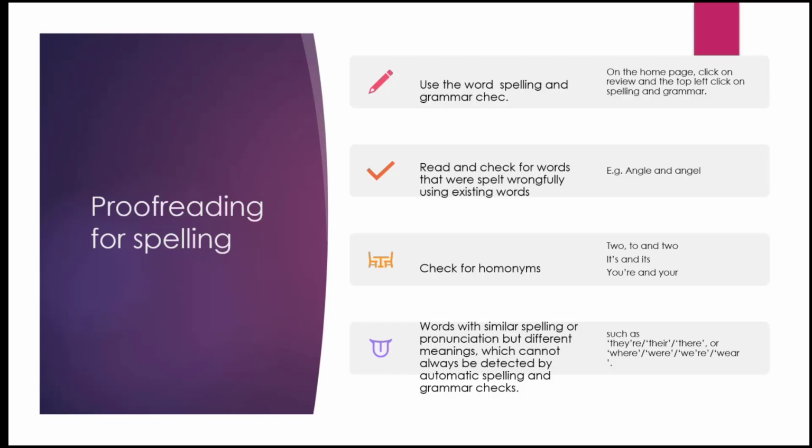And then you mistakenly wrote angel instead of angle. It's not going to highlight it as a spelling mistake, because angel is also a correct spelling, but you didn't mean angel, you meant angle. So that is why you need to also read and check that you are actually spelling the words correctly.